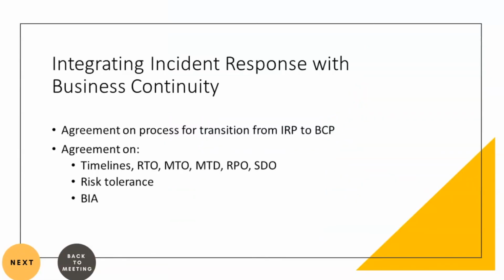Moving this further, the IRP, Incident Response Plan, has a mapping with the BCP, Business Continuity Plan. This mapping should be in the form of an internal agreement on the process for transition from IRP to BCP. It means there should be an internal agreement on when the Incident Response Plan is activated and when to activate the Business Continuity Plan. This agreement should take reference of timelines, RTOs, MTOs, MTD, risk tolerance, and business impact analysis reports. Depending on these metrics, we can say this is the time of transition from IRP to BCP. So this is the mapping of IRP and BCP.